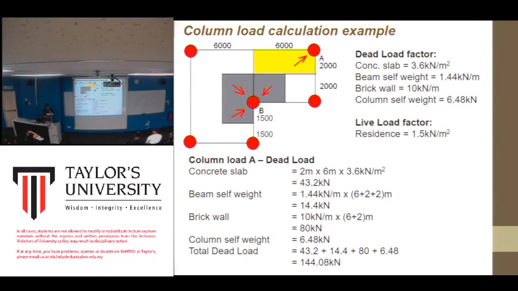So the section, okay, the width of the column times the length of the column. Assuming that the column self weight is 6.48 kilonewton, you have to consider that within the area as well, because the column itself is within that tributary area. So you need to consider the self weight as well. So the total dead load is 43.2 plus, you total up everything, you get 144.08 just for the dead load.